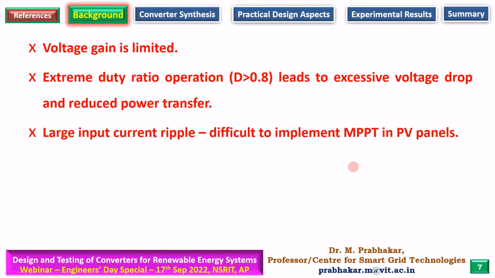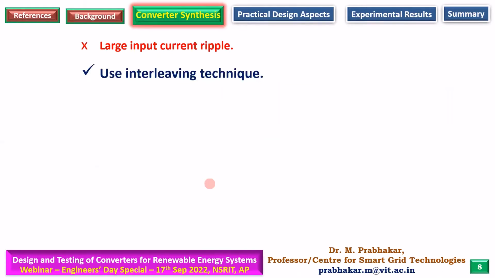Now, how do we overcome these problems? That gives us converter synthesis. One more thing is power handling, because we have only one power converter, one switch, one diode. Entire power has to flow through the diode, flow through the switch, etc. So handling power is another issue. Now, how do we overcome these problems? That will give us the method, what is called converter synthesis.